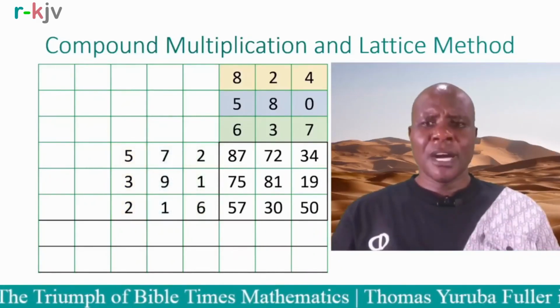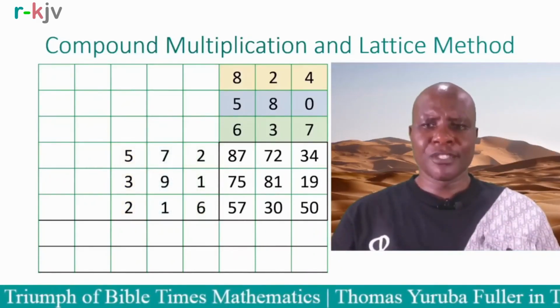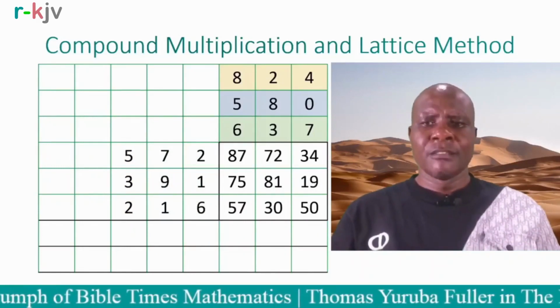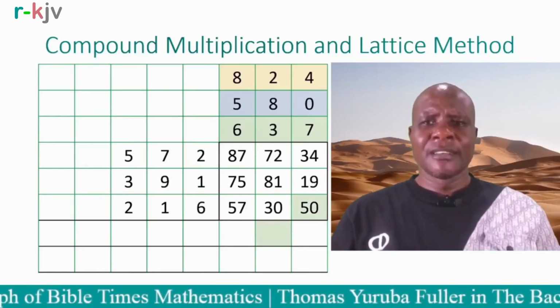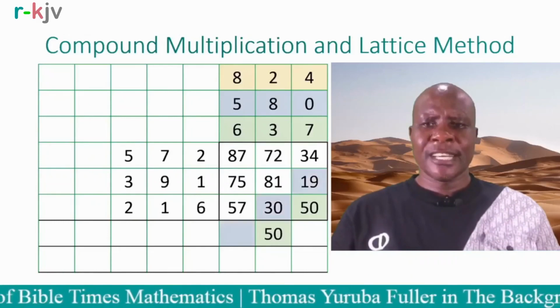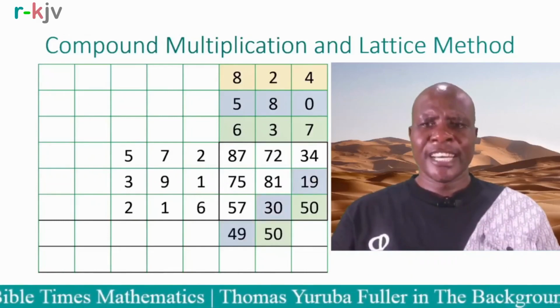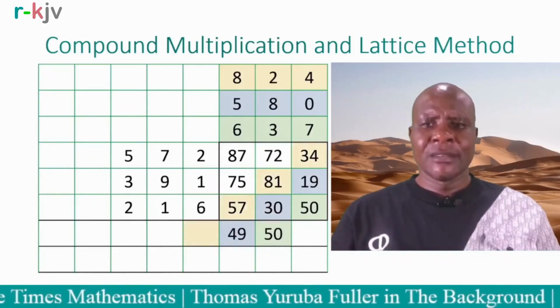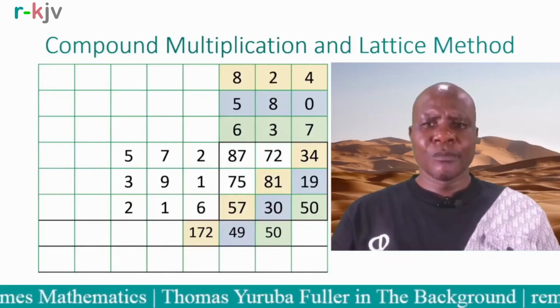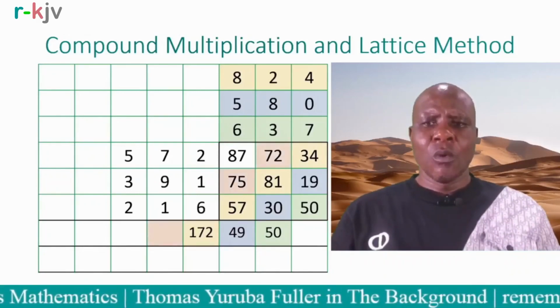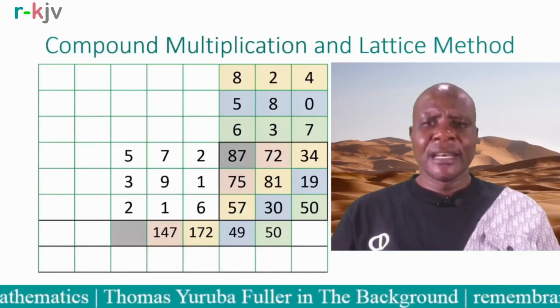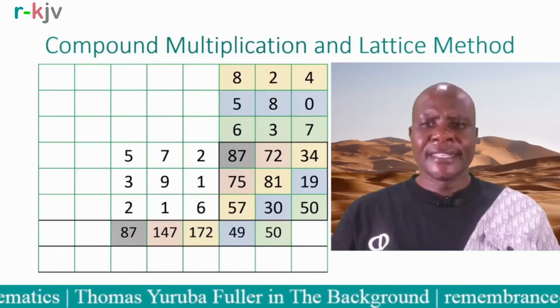We now sum up numbers of the same positional value. First diagonal, 50. Second, 49. Third, 172. Fourth, 147. Last, 87.